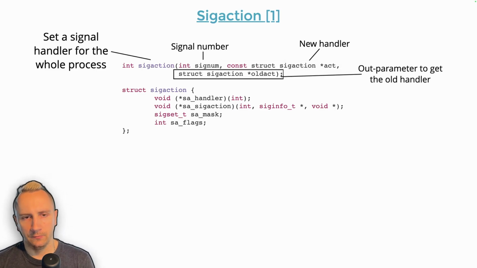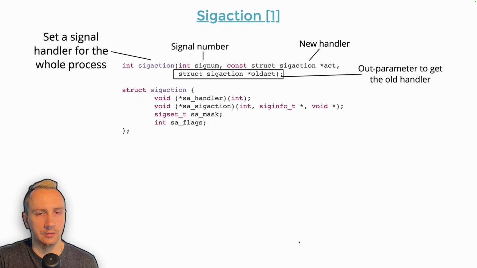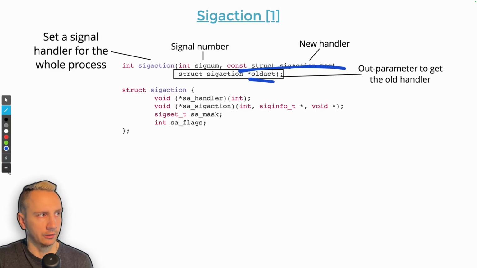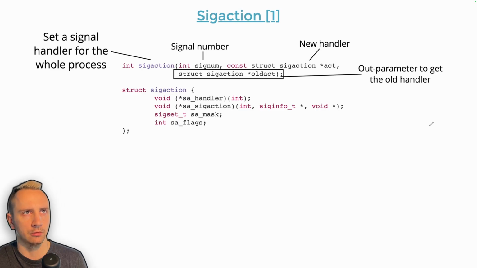All those signal functions, you probably can already see a pattern that all of them are get and set. Again, this function is setting the new handler, returning the old handler, so you can restore it later to the old value if you want.